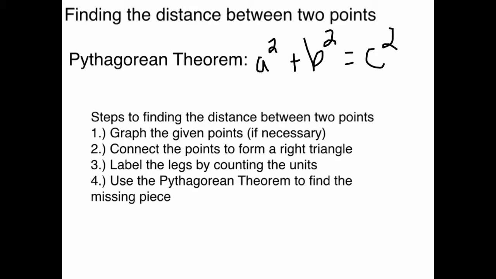Alright, so today we're going to find the distance between 2 points. Again, Pythagorean theorem is a squared plus b squared equals c squared. And here are just some steps to finding the distance between 2 points.